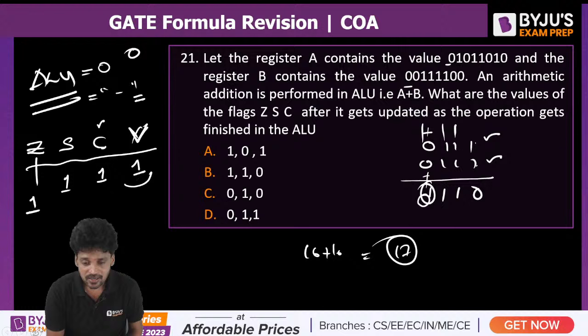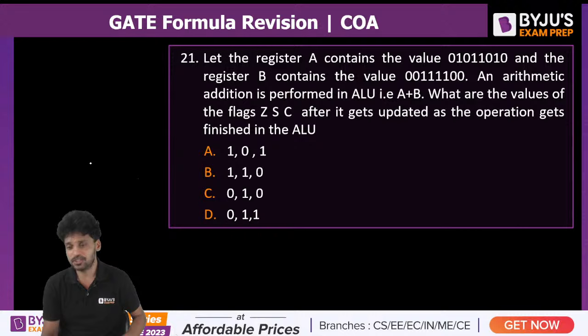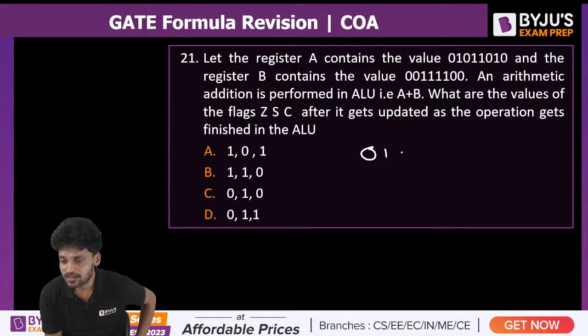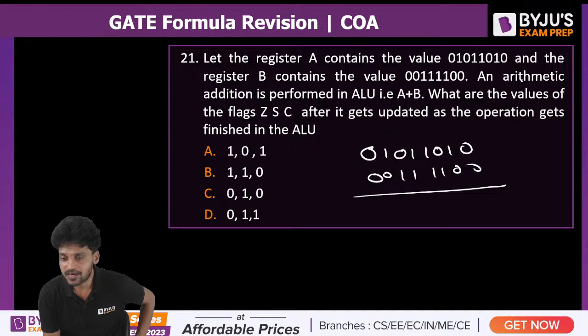Based on this discussion, let us solve this question. Register A contains value 0101 1010. Register B contains 0011 1100. Add them. An arithmetic addition is performed in the ALU.